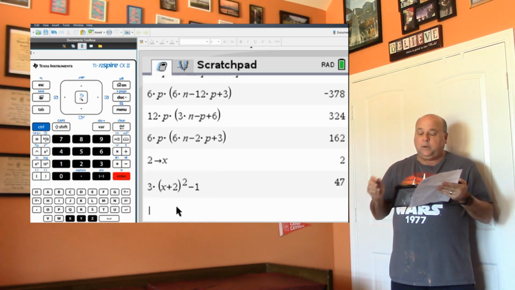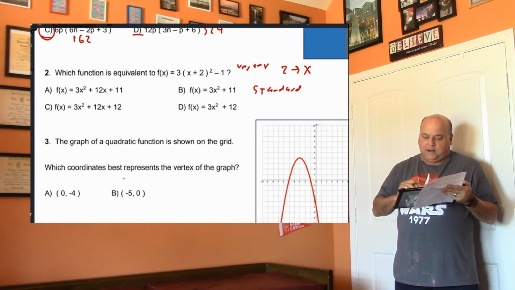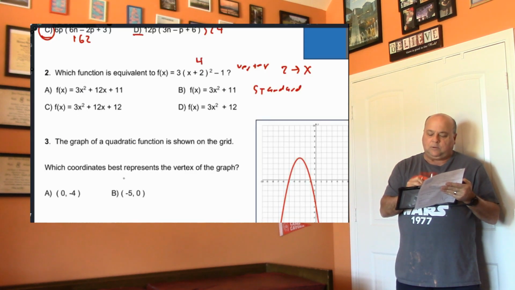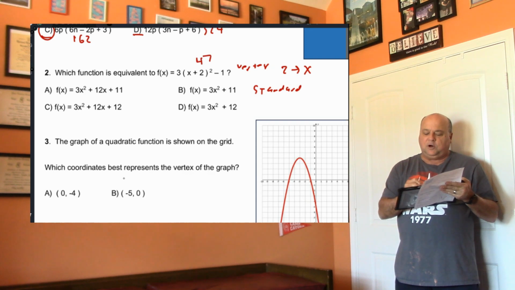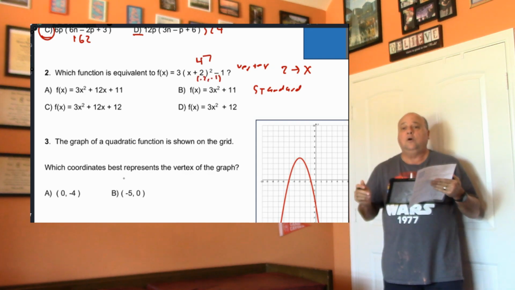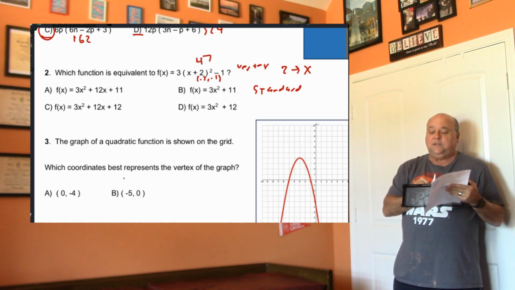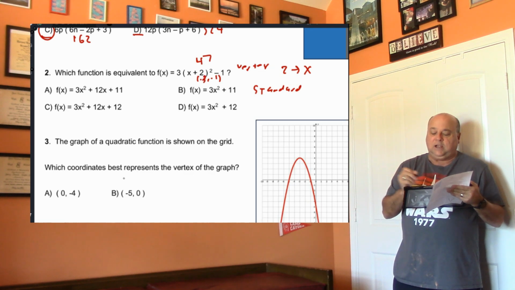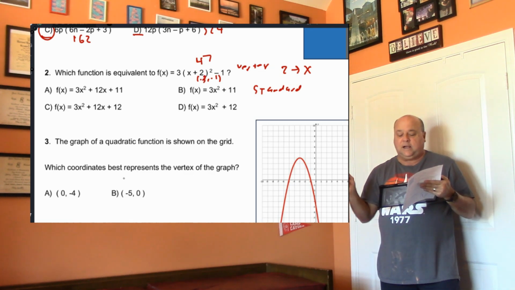Hit enter. We get 47. So I'm going to go to my paper and I'm going to hit 47 right here. Remember, this would be vertex form. Your vertex would be -2, -1. Hopefully that's something you remember here. This number flips and this number just drops. So this parabola, if you graphed it, would go through -3, -1.